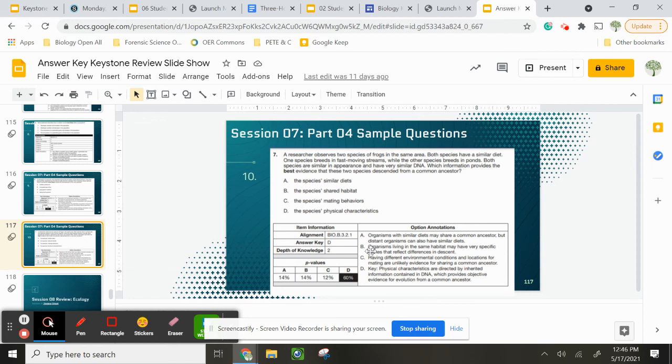If you selected physical characteristics, this is a very similar question to the dolphin and shark and whale question. So if you selected physical characteristics because you know they are directed by inherited information contained in DNA, which provides objective evidence for evolution from a common ancestor, you would be correct.